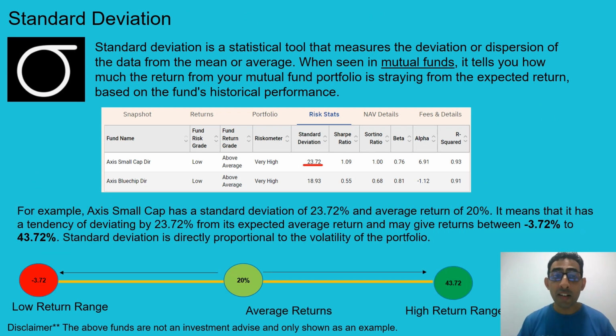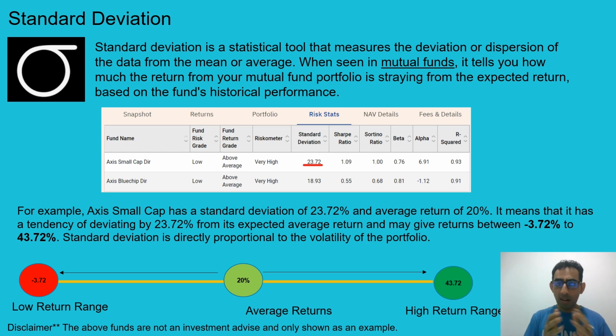Standard deviation, this is quite interesting. A lot of folks who are interested in mathematics will like that. So what is standard deviation? It's a statistical tool which helps to measure the deviation from the mean or the average. So let's take an example of, again, Axis Small Cap Fund, which has a standard deviation of 23.72%. So let's assume Axis Small Cap Fund has given an average return of 20%. What it means is that Axis Small Cap Fund can give a positive return of 43.72%, and it can give a drawdown of minus 3.72%.